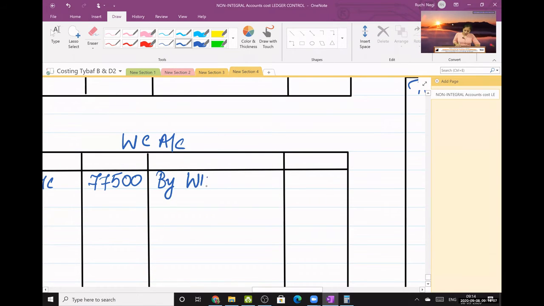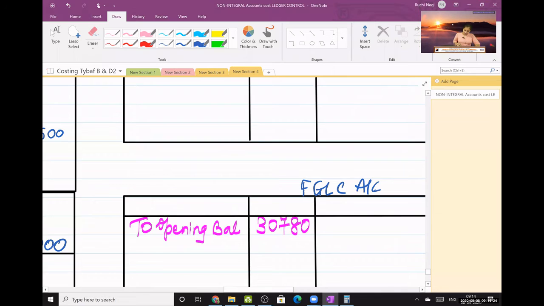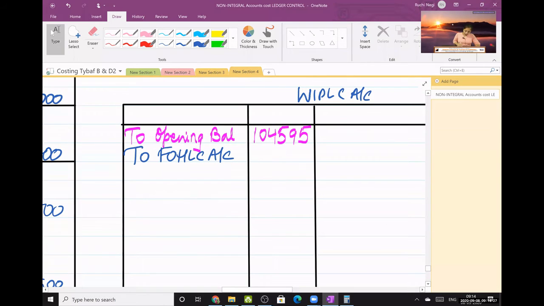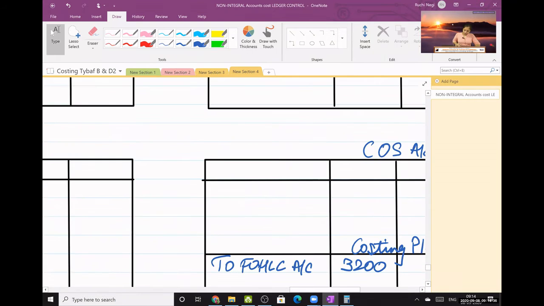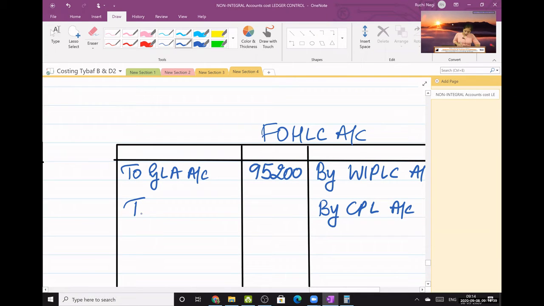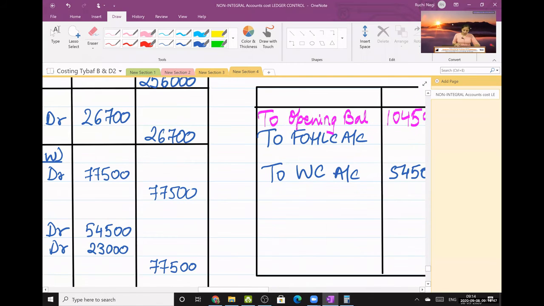By wages charged: WIP ledger control and FOH ledger control, 54,500 and 23,000. The second effect will go to WIP to wage control, 54,500. One second effect will go in FOH to wage control, 23,000. Okay, so my entry is done.